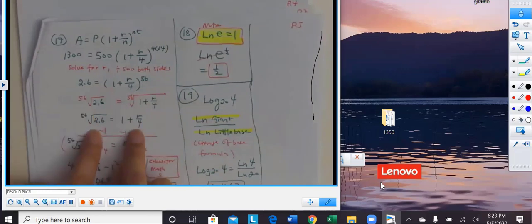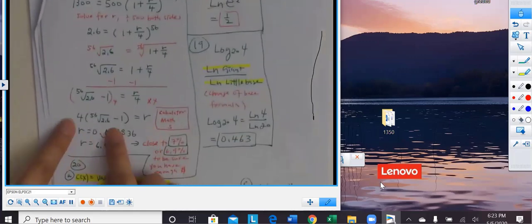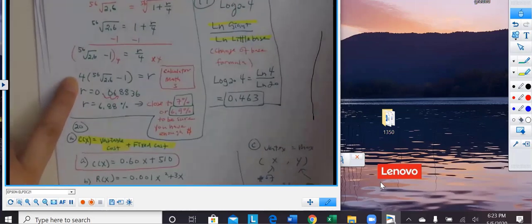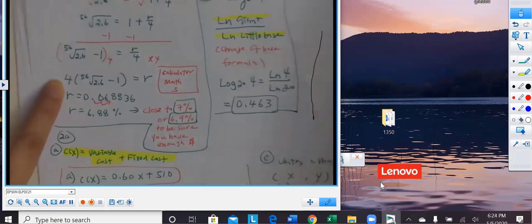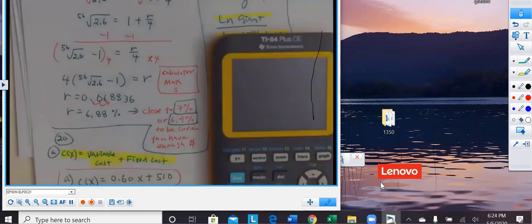Once we have that, I'm solving for R, so I'm moving the 1, subtracting 1. Once I get that, I need to get rid of the divided by 4, so the opposite would be multiplied by 4. At this point, you need to be able to plug it into the calculator. Are you able to do that? So it's a 56th root here. Do you know how to do that?